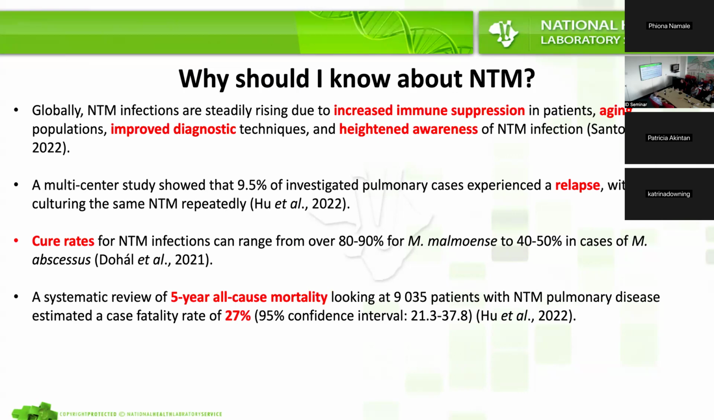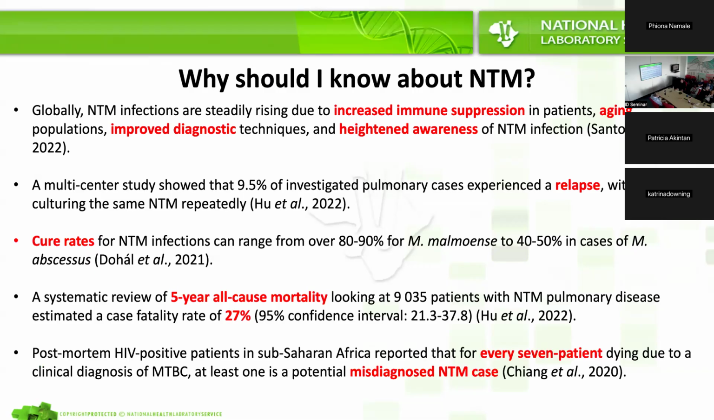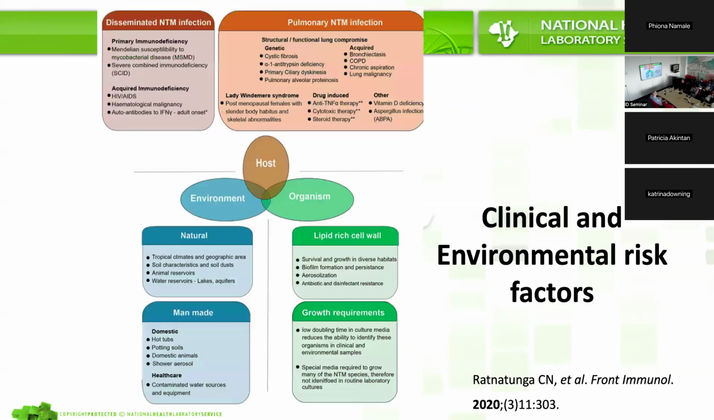Systematic reviews are showing us that 5-year all-cause mortality is also very high with NTMs if not treated effectively, up to 30%. And in an interesting study that looked at some of the data in sub-Saharan Africa, autopsies were done amongst HIV positive individuals where they initially identified Mycobacterium tuberculosis as the cause of death. One in every 7 of those was actually misidentified and was a non-tuberculous mycobacteria.